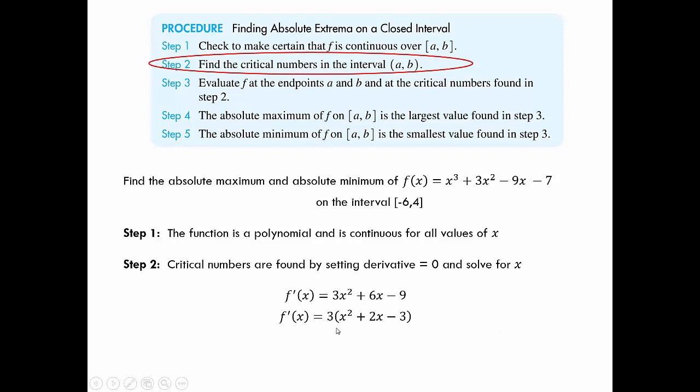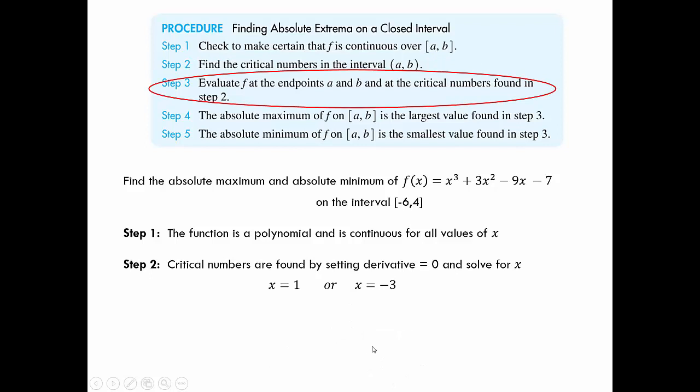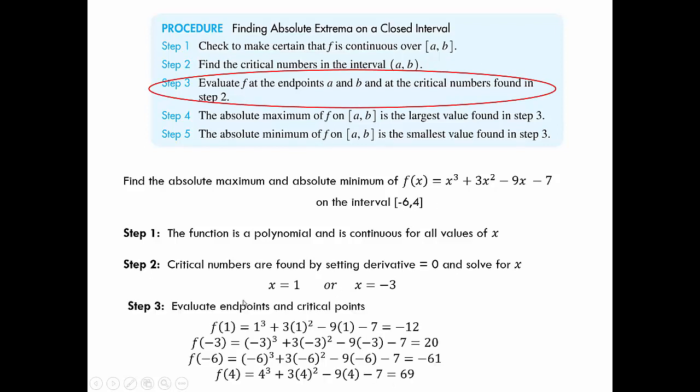I went ahead and factored out a 3. I can see I factored x squared plus 2x minus 3, so I can see my zeros would be at 1 or -3, so those are my critical points. Evaluate at the endpoints. So I'm going to evaluate my endpoints and my critical points. So I'm evaluating the function at critical point 1, critical point -3, endpoint -6, and endpoint 4.